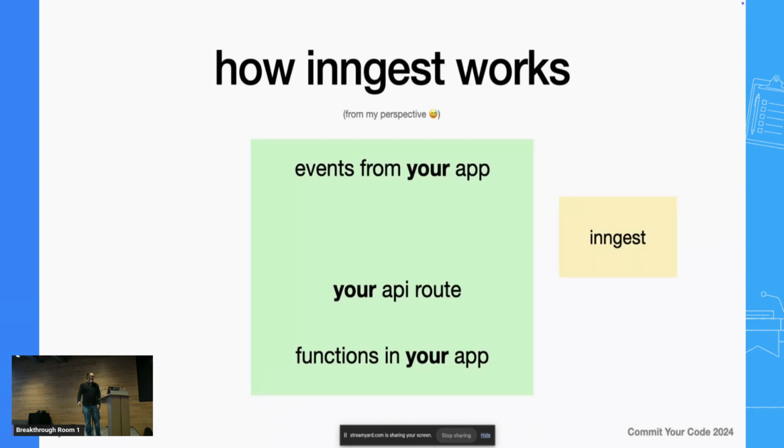This is how it works. Events from your app go to Inngest. That hits an API route that executes functions inside of your application. That's one of the most interesting aspects of this to me: we are not sending out workloads to be executed someplace else. They all get executed based on events that are emitted from our system, in our system. Then those functions in your app can emit more events, and you get this kind of loop of eventing.